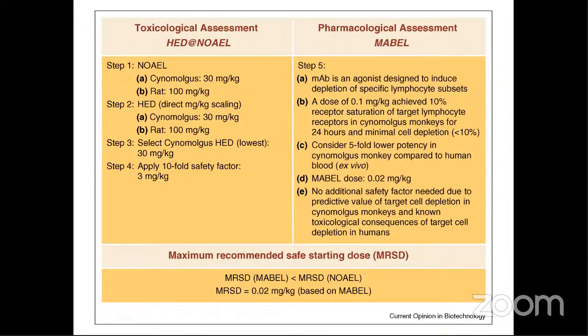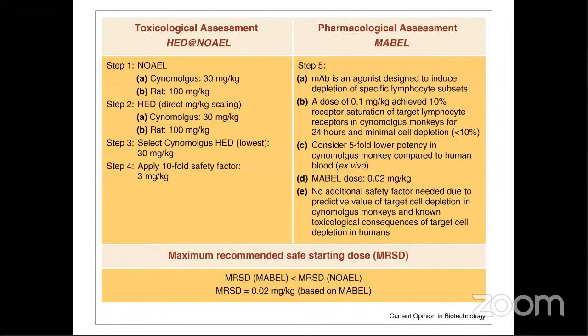And taken together, the first in human doses need to be calculated from both NOEL and MABEL, and the lowest value is recommended for the clinical trial. Generally speaking, monoclonal antibodies with agonistic modes of action require no more than 10% receptor occupancy, and that would be the proposed starting dose.